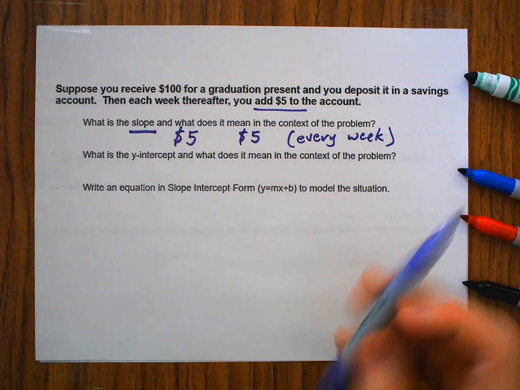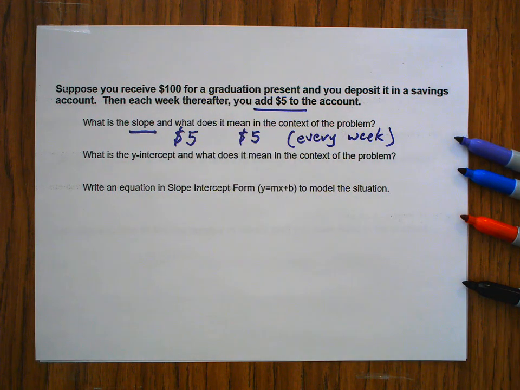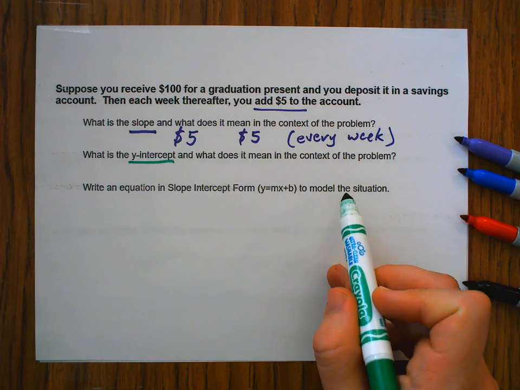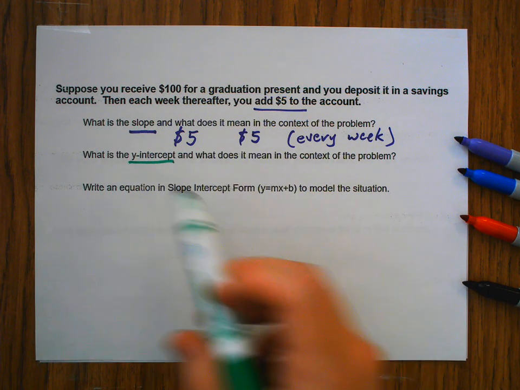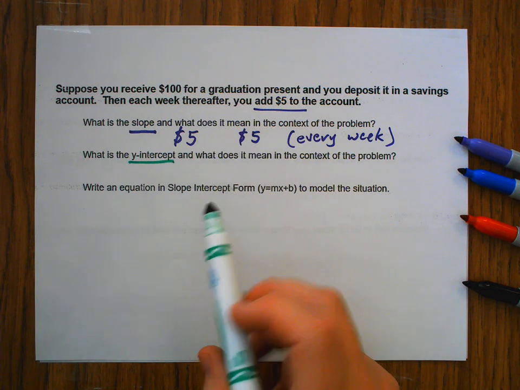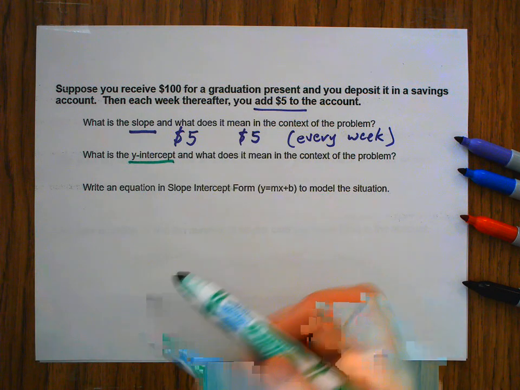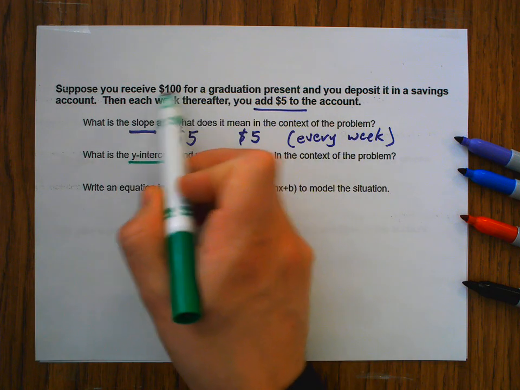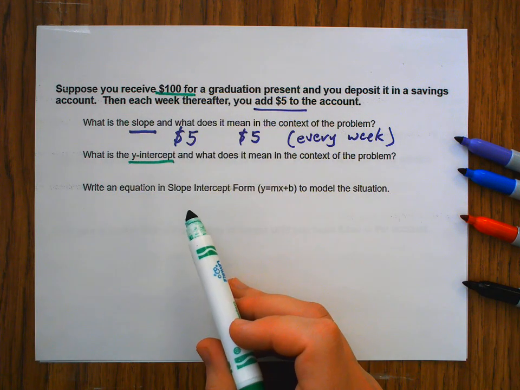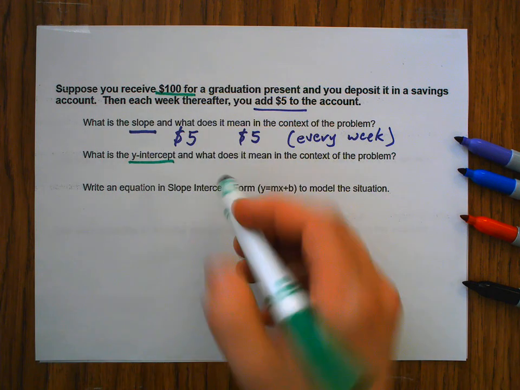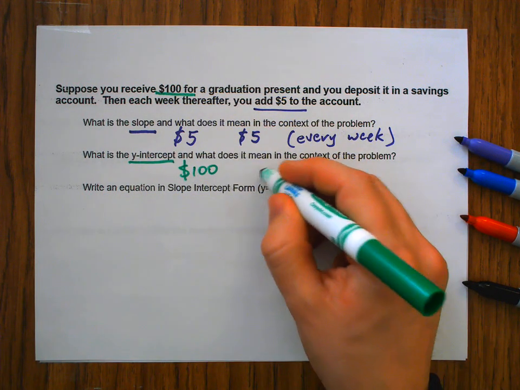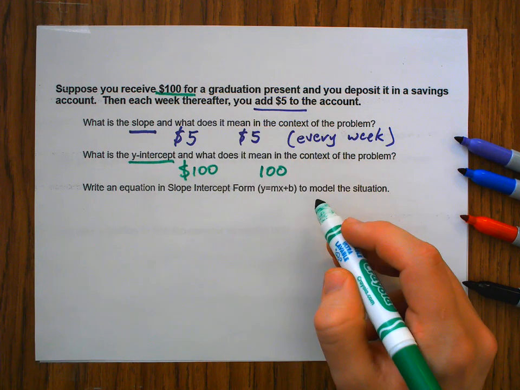Let's move on. What is the y-intercept, and what does it mean in the context of this problem? The y-intercept, when it comes to story problems, we're really talking about a starting value. In other words, what was the initial value when it started? In this case, $100 was the initial deposit into the savings account. That is the y-intercept. Or it might just be written as 100.